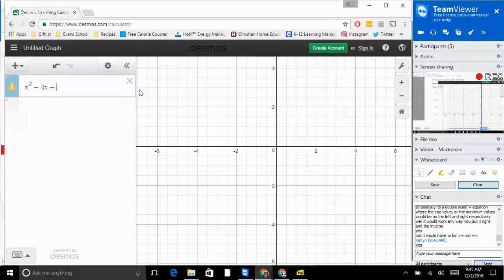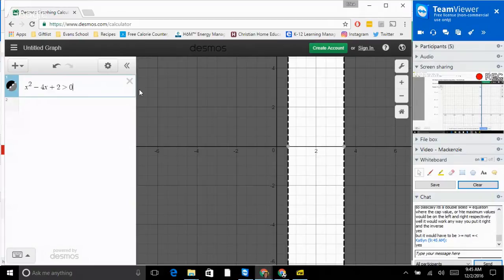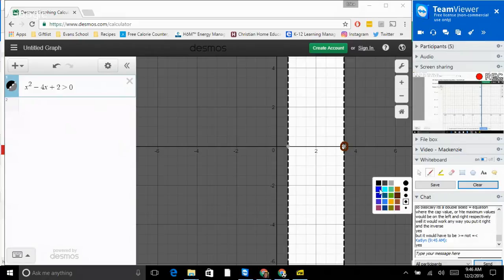They already put it in 0 form, so we're good. Okay, so number 37 is x squared minus 4x plus 2 is greater than 0, right? So if I wanted to graph this on a number line, I would put an open circle right there. I need a different color so it shows up.